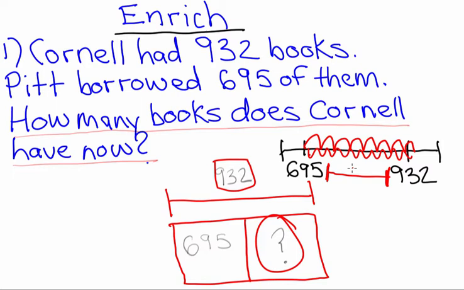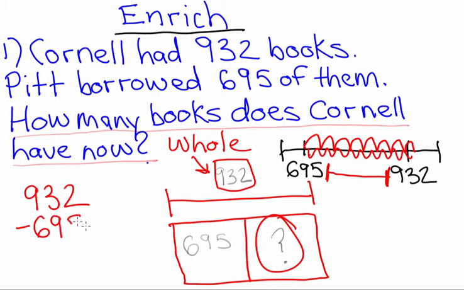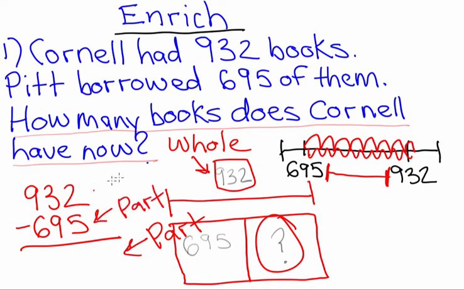So I know that I've got my whole, which is 932. And I'm subtracting my part, which is 695, so that I can figure out what my other part is. So I've got my part, and here's my whole. So go ahead, and I want you to solve the problem on your own. Go.